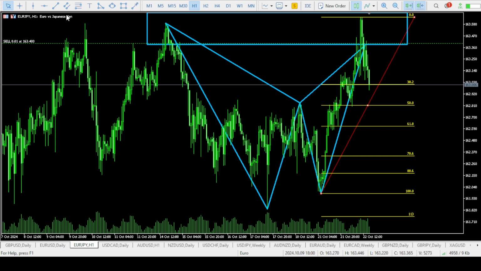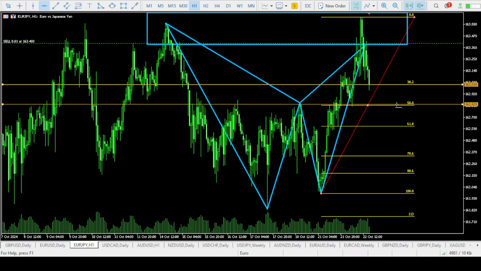As it is, the first take profit has been hit. So my first take profit is here, which has been hit, as you are seeing. Second one, I'll put it at the 50% Fibonacci retracement.